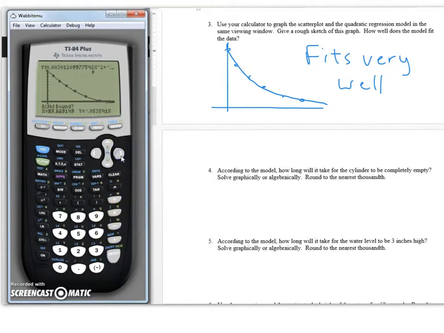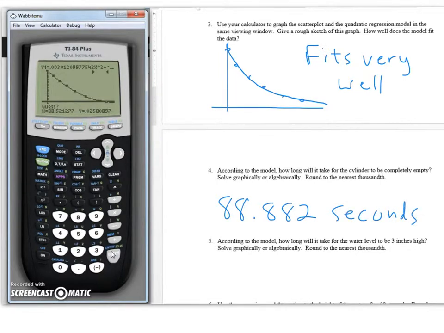Make sure it's on the right, and then hit enter, and then a guess, and then hit enter again. So the answer for this comes out to be 88.882 seconds. So I'll just write that down right here, 88.882 seconds.